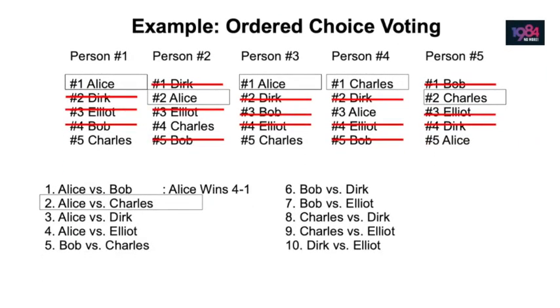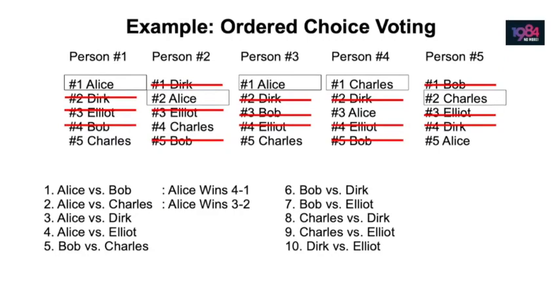Next we repeat the same process in the head-to-head race between Alice and Charles. We eliminate everyone who is not Alice or Charles and look to see who is ordered first. Persons 1 through 3 each prefer Alice. Persons 4 and 5 each prefer Charles. Thus it is clear Alice wins this head-to-head race 3 votes to 2.